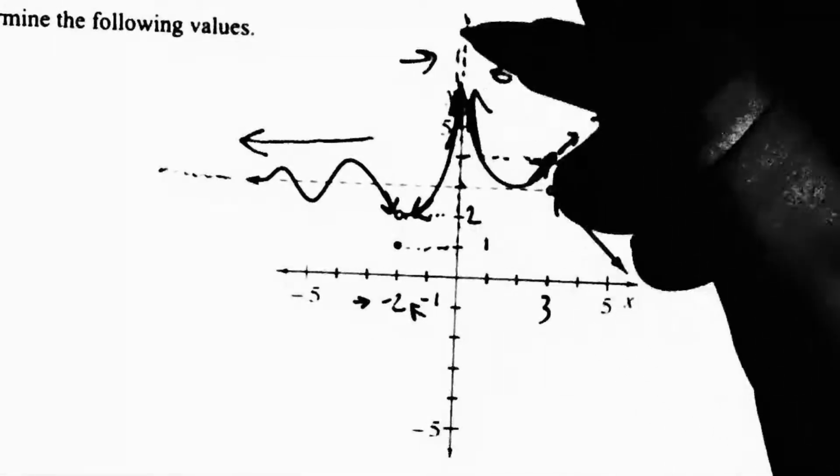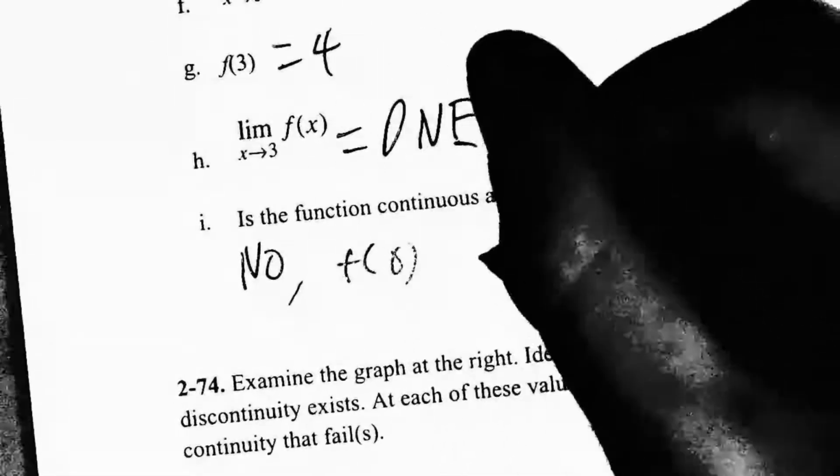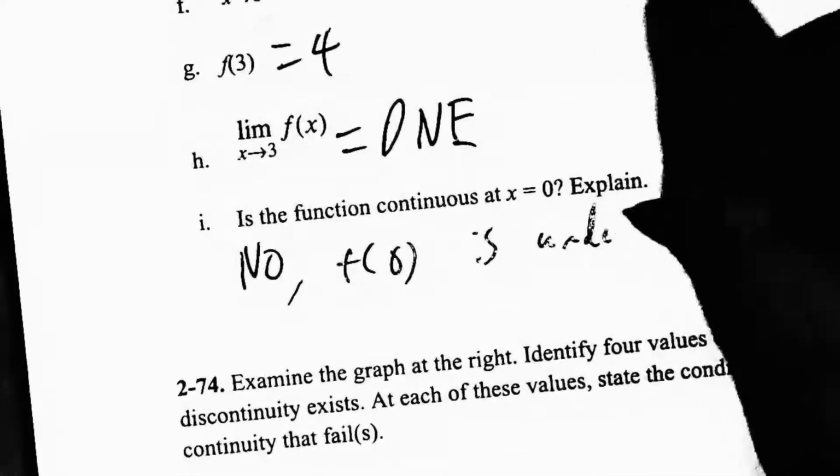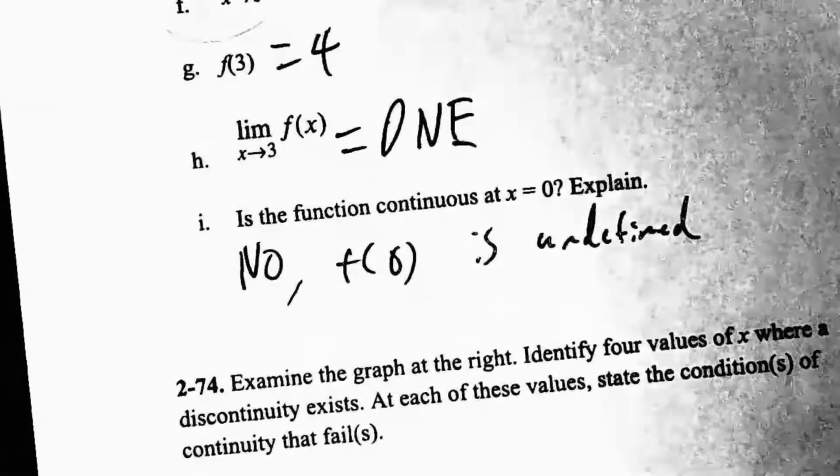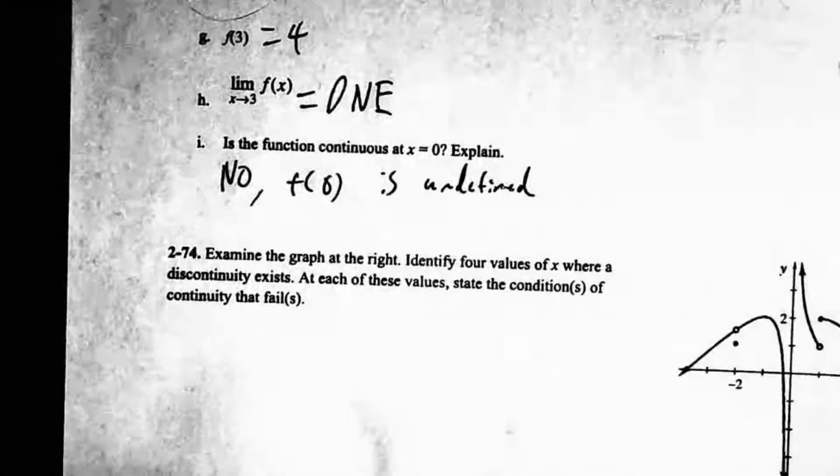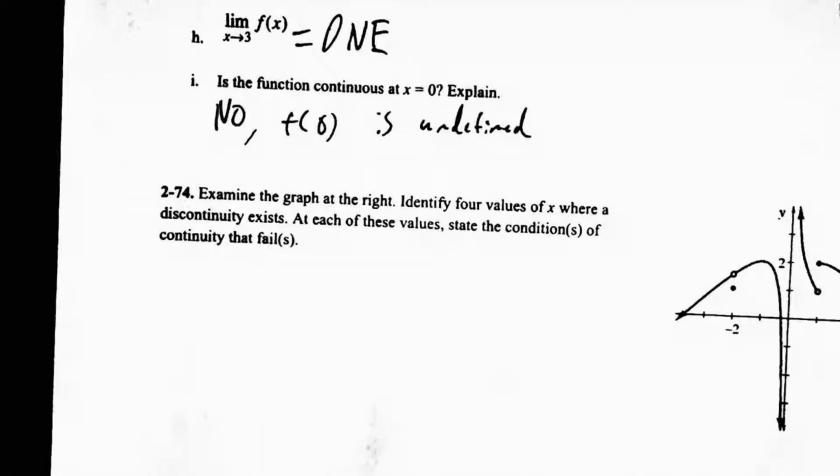Is the function continuous at x equals 0? No, it's not continuous at x equals 0 because f of 0 is undefined. Okay, we're going to talk about continuity in 274 as well.